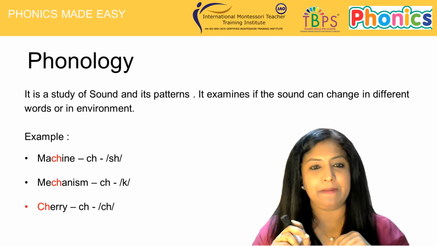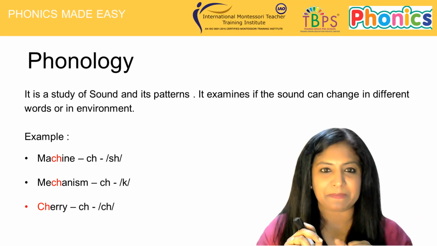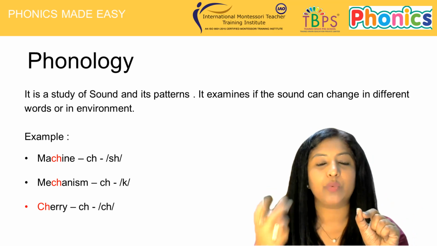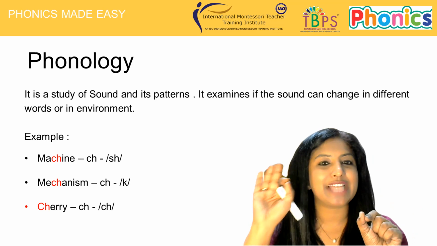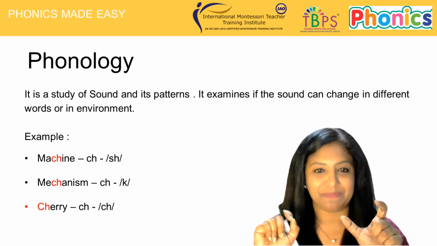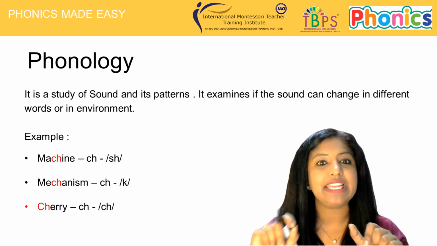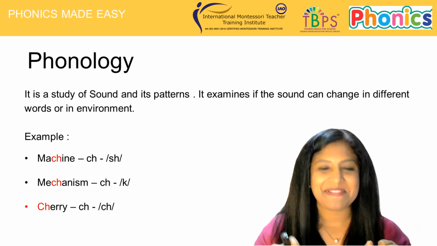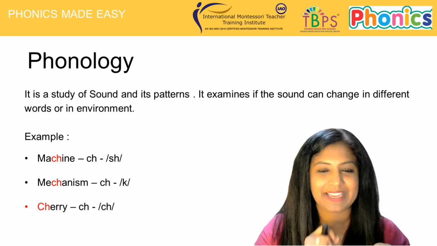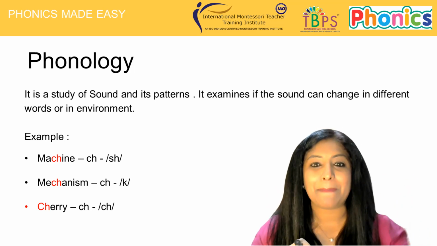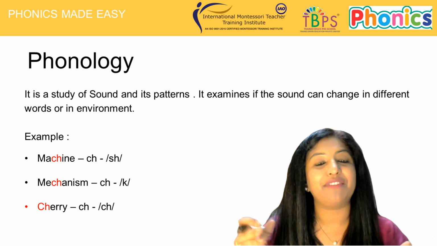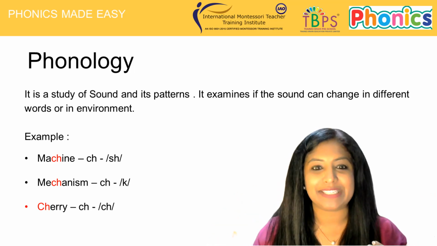But in phonology, take the word machine. I have CH, but this CH, when I'm saying the word machine, is sounding as sh sound. Take another example, mechanism. Here CH has got the k sound. When I say cherry, CH has got the sound ch. It is the same letter CH, but under different circumstances and under different words, they make up different sounds. Now, did you get it?